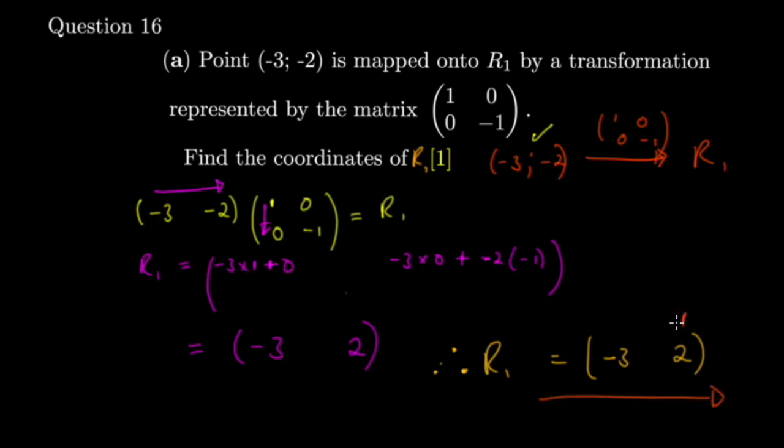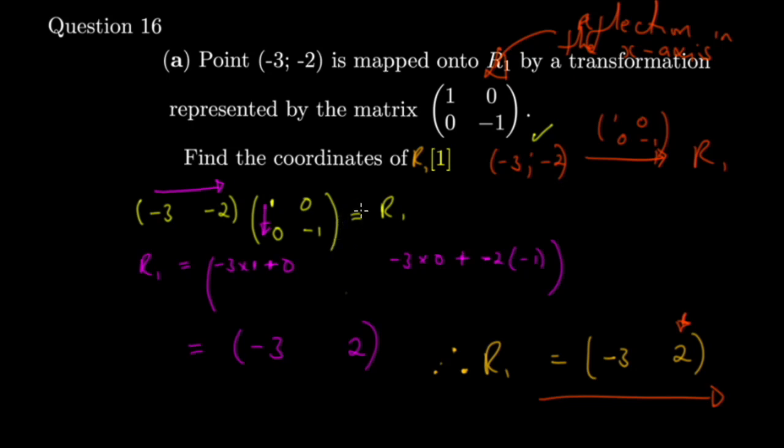It's only the ordinate, the y ordinate. So if y flips, that means this transformation is a reflection in the x-axis. So just a quick note there.